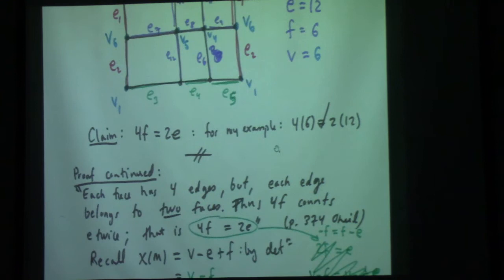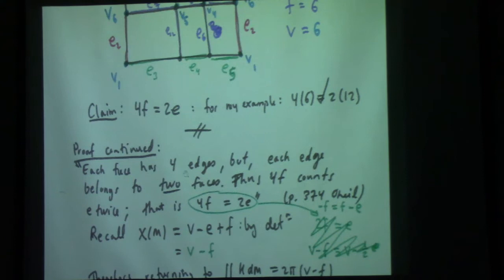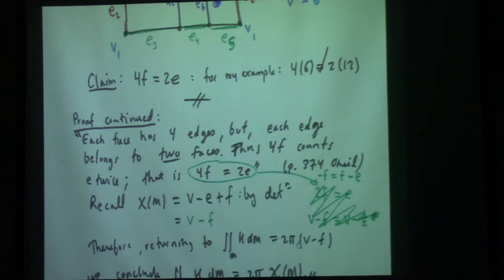It's okay. Here's a quote from O'Neill. Each face has 4 edges, but each edge belongs to 2 faces. Thus, 4F counts each edge twice: 4F equals 2E. Recall, the Euler characteristic is V minus E plus F, but that is equal to V minus F, because E is equal to 2F, right? So 2F minus F is just F, so V minus F. But V minus F is also what we just worked out: 2 pi times V minus F, so that is 2 pi times the Euler characteristic.